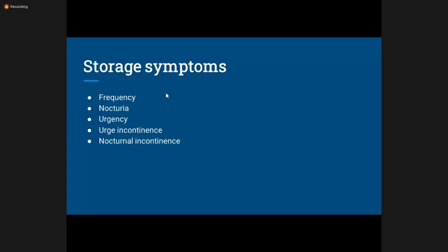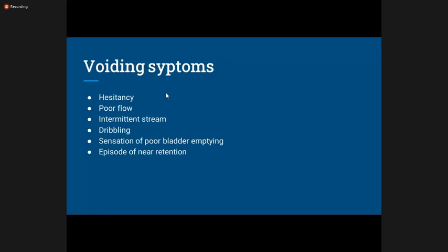So these are the symptoms. The storage symptom is frequency, where the patient voids repeatedly during the daytime, and nocturia is the increased frequency at night, urgency, urge incontinence, and nocturnal incontinence. These are the storage symptoms.